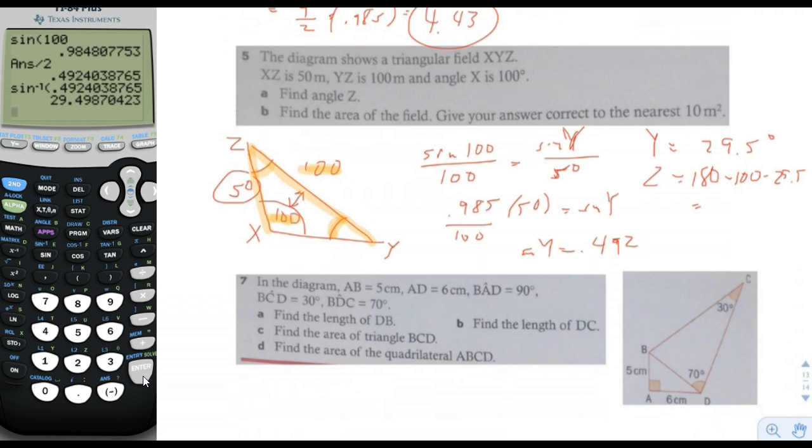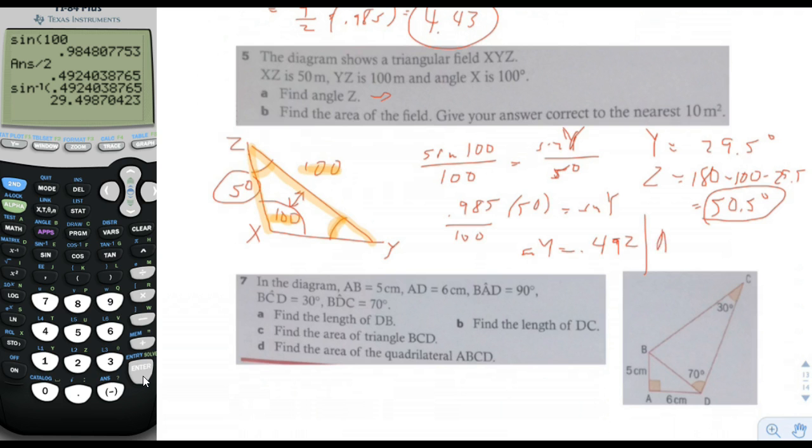So 180 minus 100, so that would be 80. 80 minus 29.5, and the answer is 50.5. So z is 50.5 degrees. Oh, and that's what we wanted to know in the beginning, right? They're leading us through it. I'm making it harder for myself. They're telling me what to do.